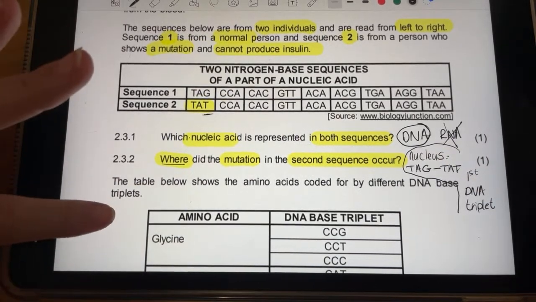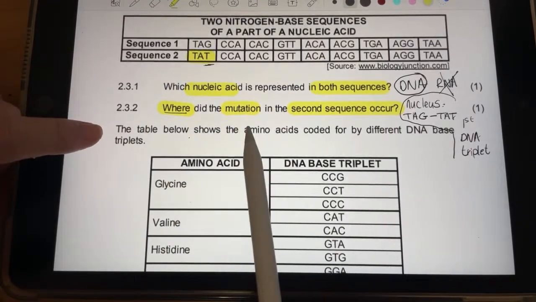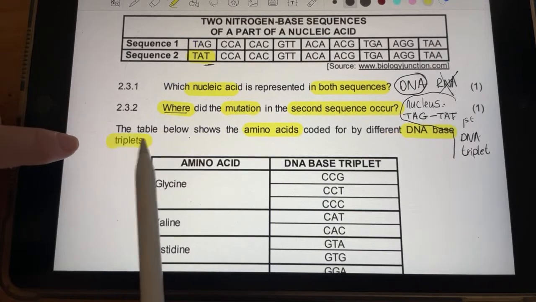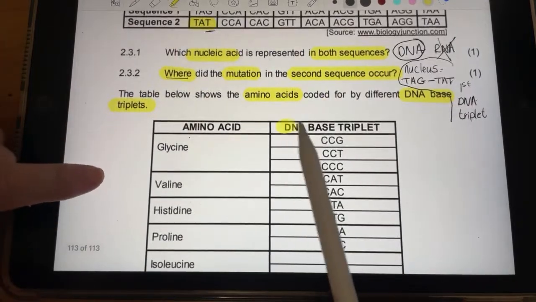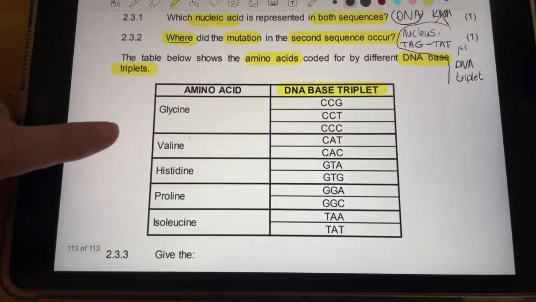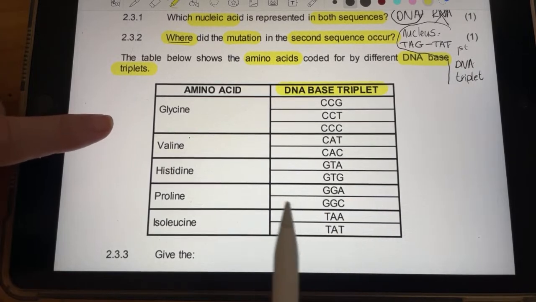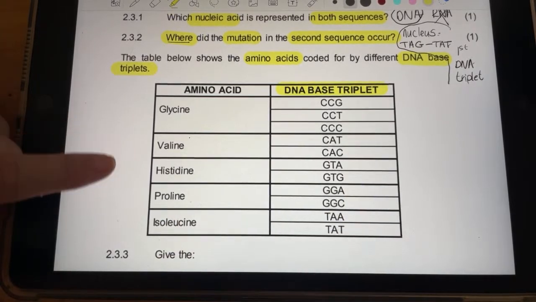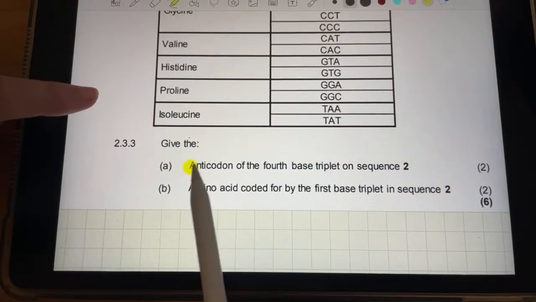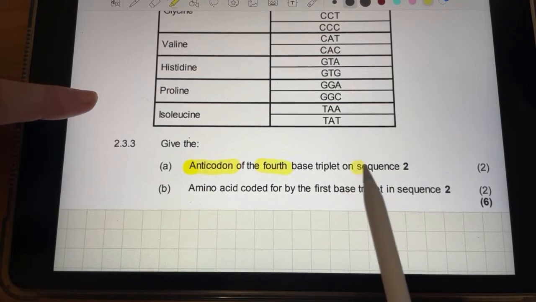Now it goes on to say, it's a follow-on question. The table below shows the amino acids coded for by the different DNA base triplets. So I just want to acknowledge here that this is DNA triplets. They're not mRNAs like we're used to seeing. Okay, that's important. Normally, this is an mRNA table. This is now a DNA base triplet. It says, for our follow-on question, give the anticodon of the fourth base triplet on sequence 2.